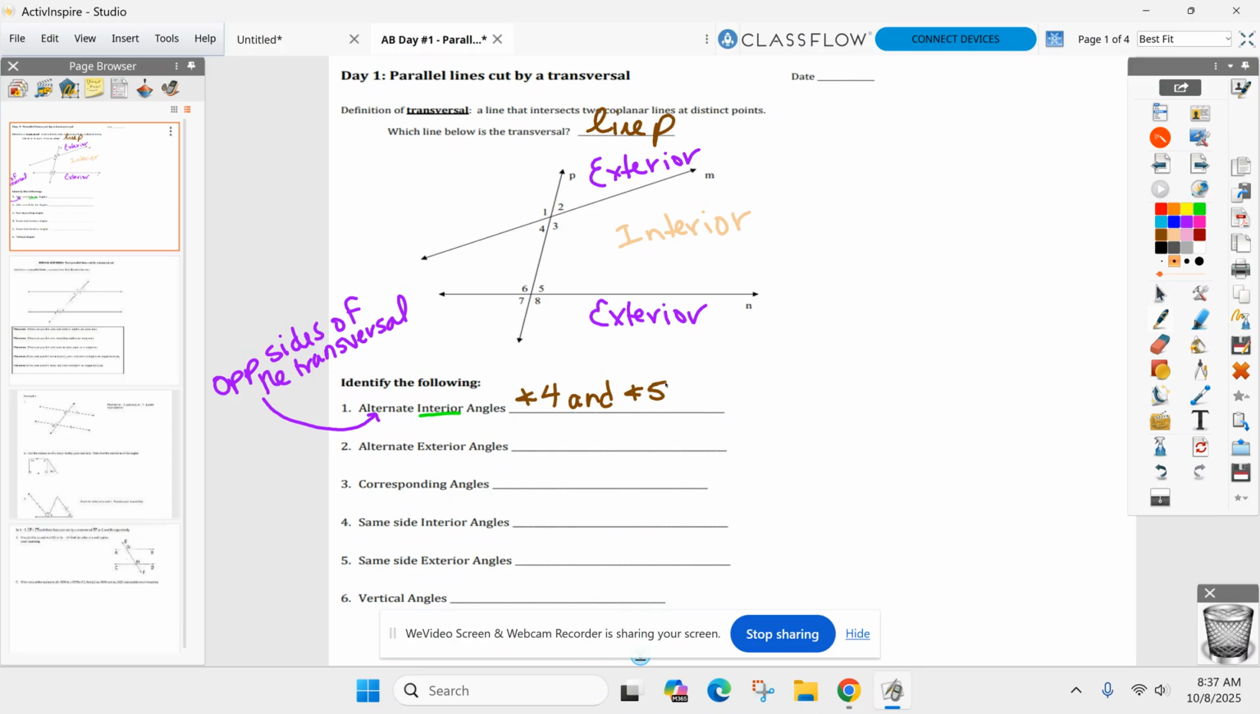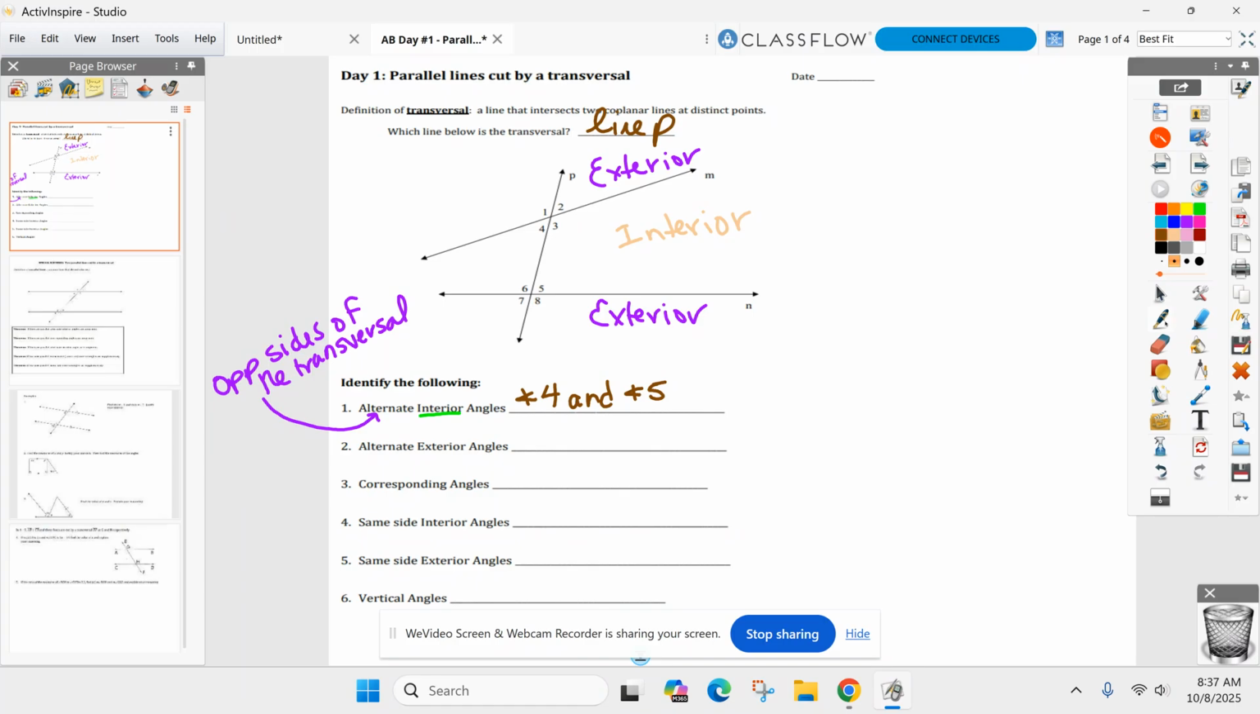Now, I'm not going to write down every pair, but we could have also said 3 and 6. Now, 3 and 4, everyone look, 3 and 4. Are they on opposite sides? Yeah. Are they inside? Yeah, but they're not alternate interior. We have a name for them already from Unit 1 and Unit 2. What are 3 and 4? Supplementary, because they are linear pairs. There you go. So 4 and 5, 3 and 6 are alternate interior.